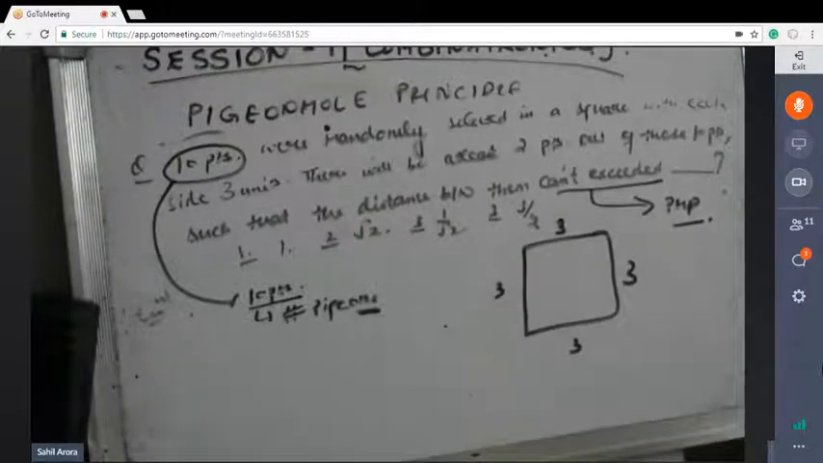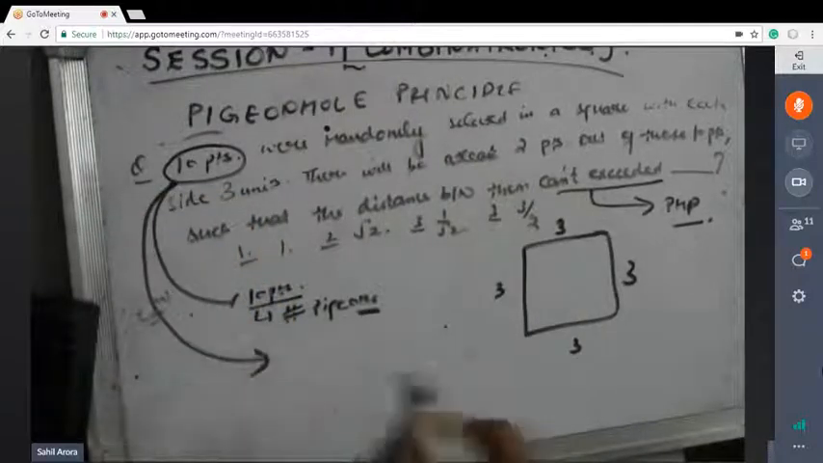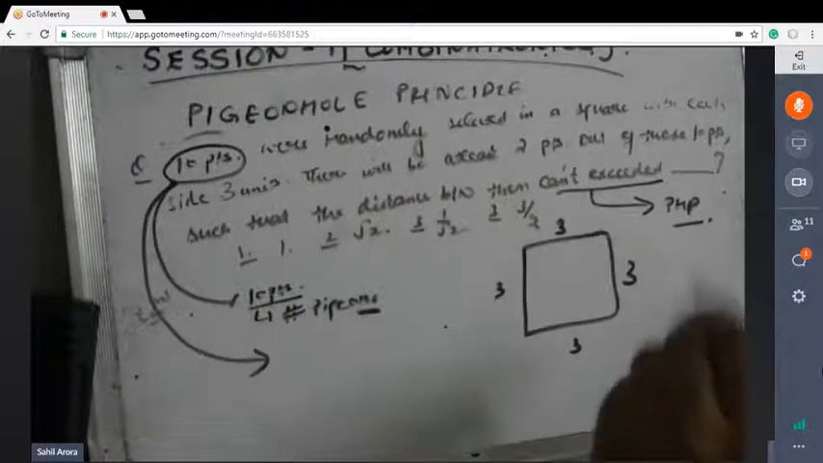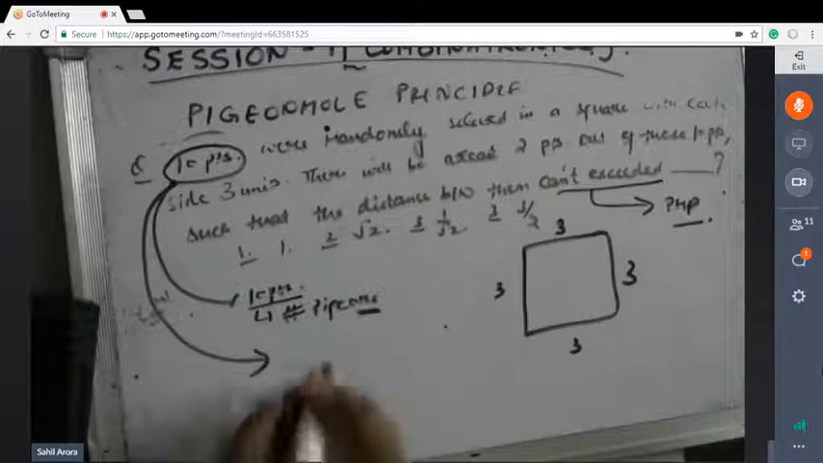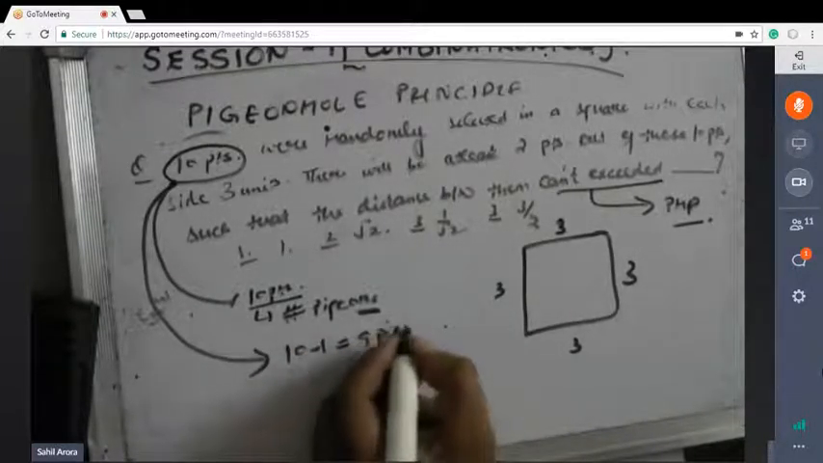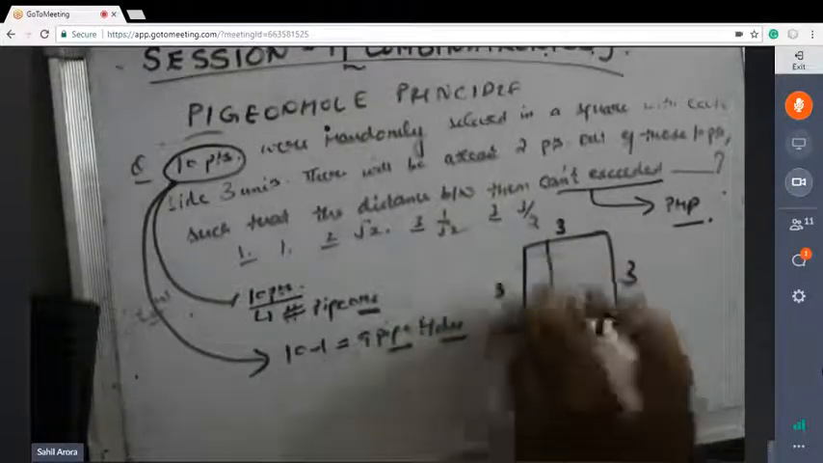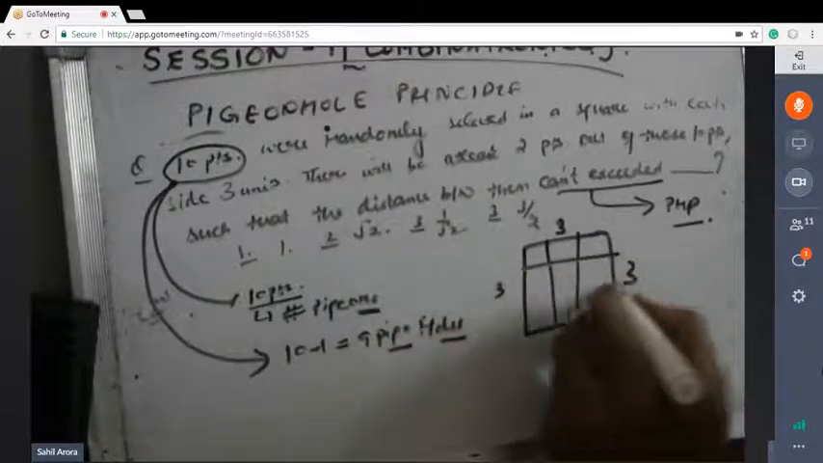So again, the next part is we have 10 points. We need to divide the whole of this into how many pigeonholes? 10 minus 1, which is 9 pigeonholes. So let's divide it into 9 pigeonholes. Let's say I'm dividing it into 9 pigeonholes like this.